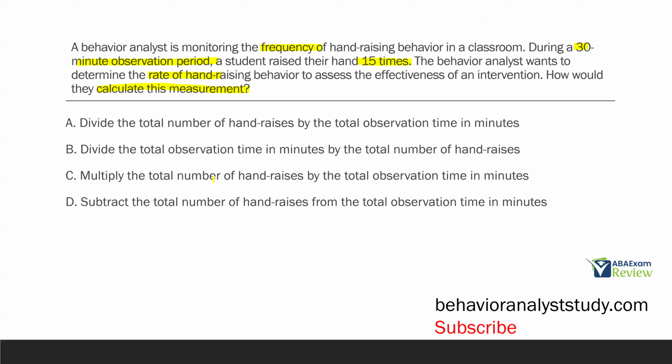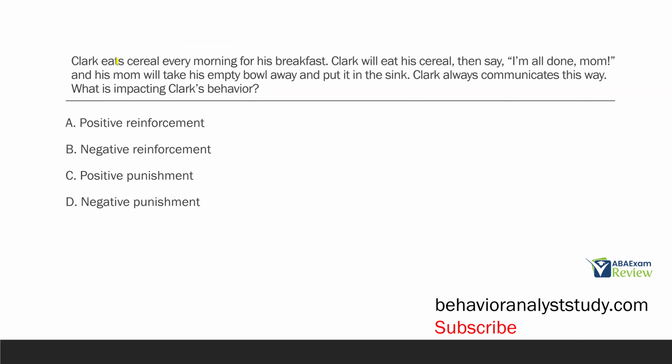C, multiply the total number of hand raises by the total observation time in minutes. That has nothing to do with the rate. We're not going to multiply these things together. And then D, subtract the total number of hand raises from the total observation time in minutes. Again, we're not multiplying, we're not subtracting to find rate. We are dividing. We're dividing frequency by time. In this case, we're dividing 15 times by 30 minutes, and that's going to give us our rate.